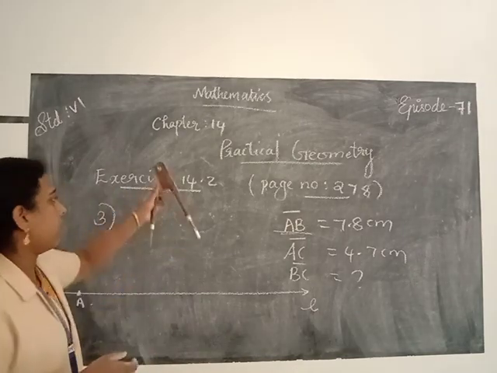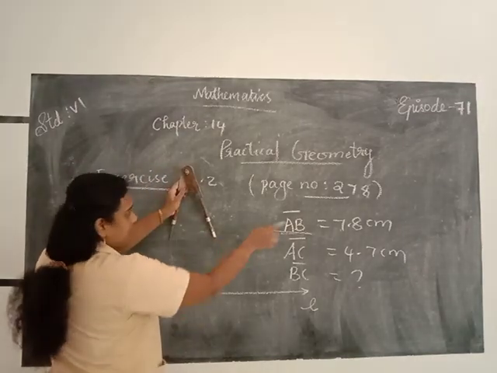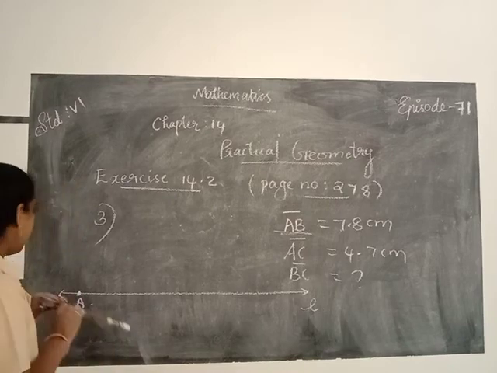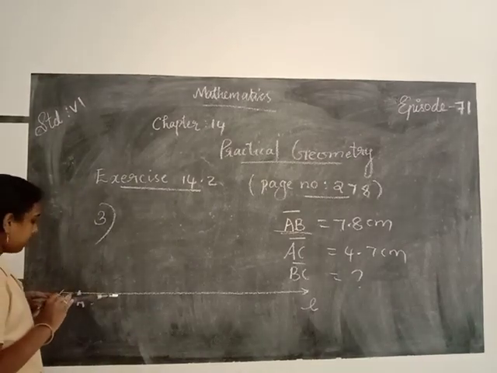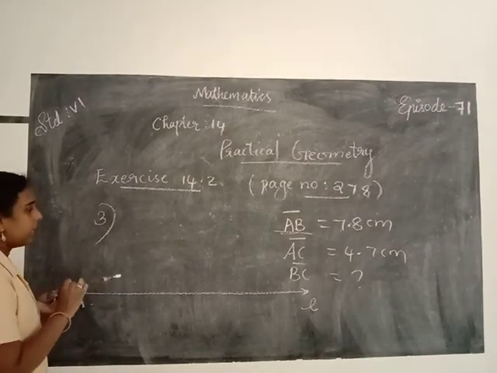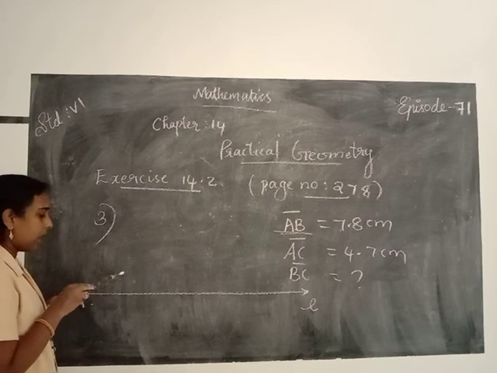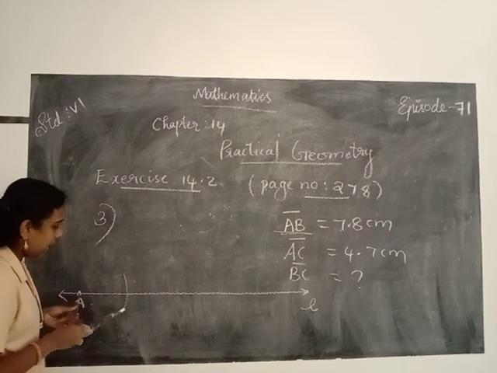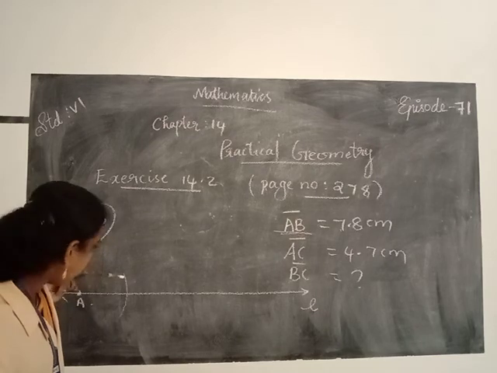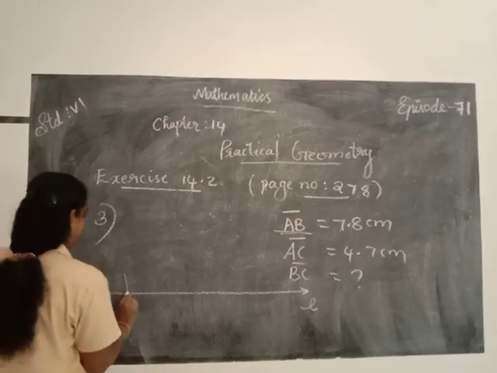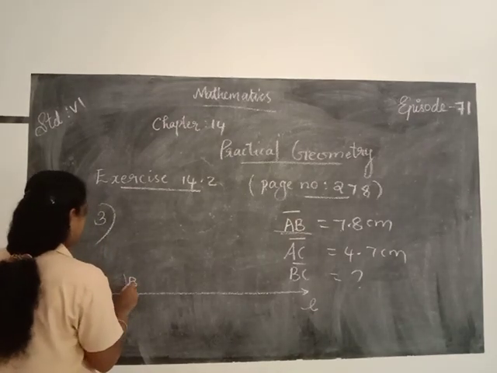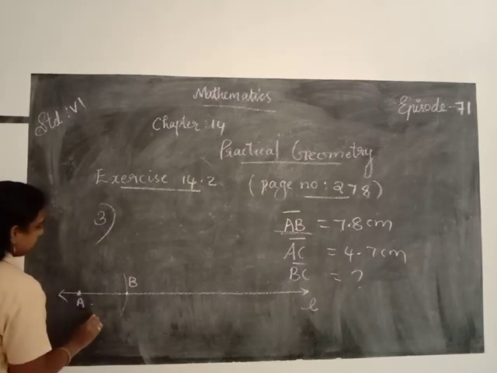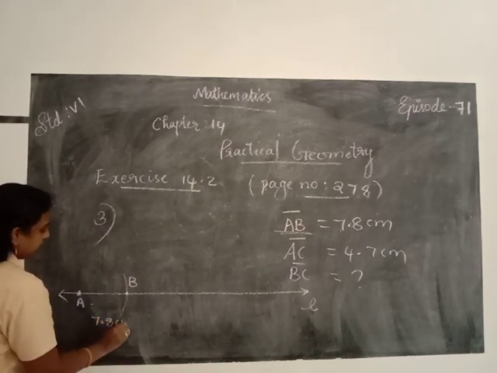Okay. If this length represents 7.8 cm, then you place the pointer at the point A, then swing an arc that cuts the line L, and you mark the point as B. Then AB measures 7.8 cm.